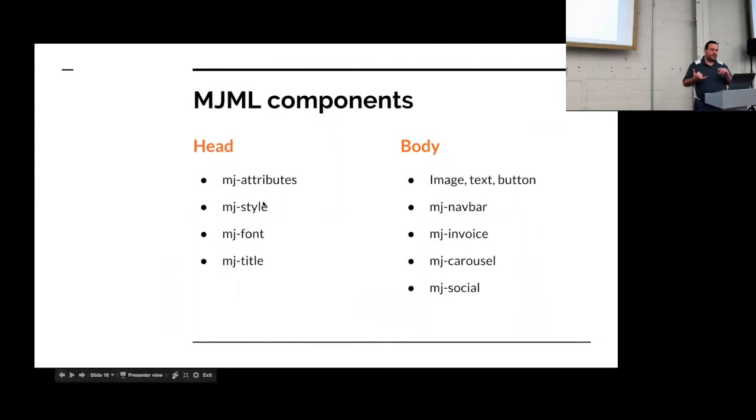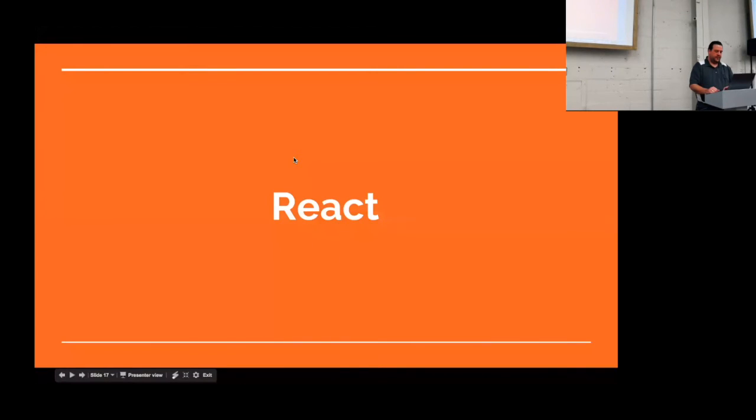The Pro Flowers email I showed you had a nav bar. They have their own nav, so you can make your HTML emails look like they have navigation. They have an invoice, so if you're dealing with a customer and you want to send a bill and you want it to look professional. They even have a carousel that you can include in your HTML emails, and social for social media.